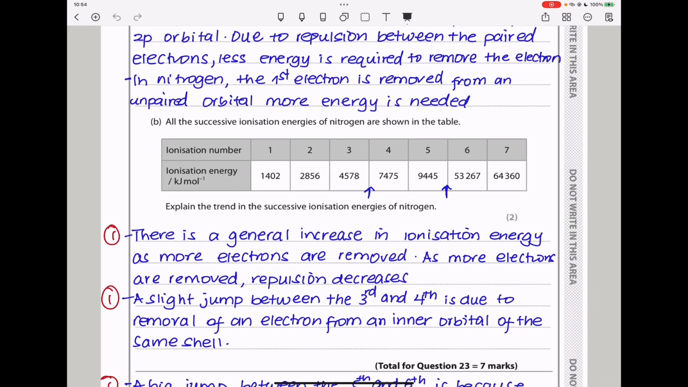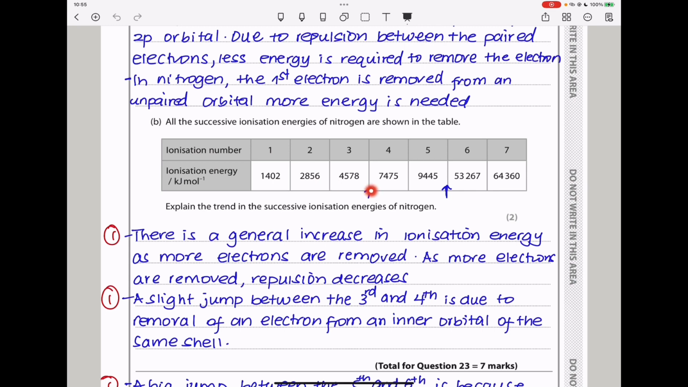Next, they say, all the successive ionization energies of nitrogen are shown in the table. They say, explain the trend in the successive ionization energies of nitrogen. We know nitrogen has 7 electrons, so these are going to be the inner 2, and then we have the others, 1, 2, 3, 4, 5, and then the 2 inside. So this is going to be the 1s2, 2s2, and the 2p3.